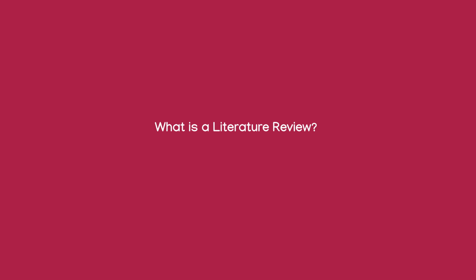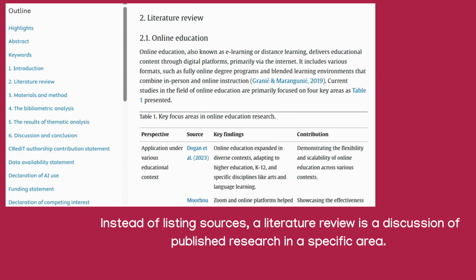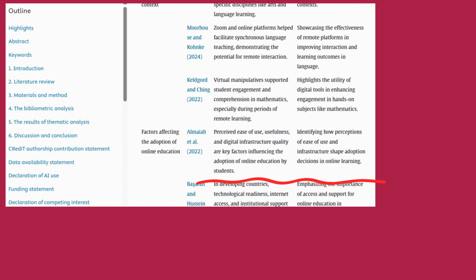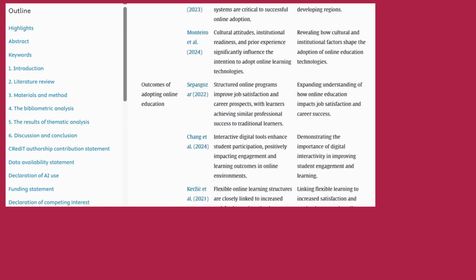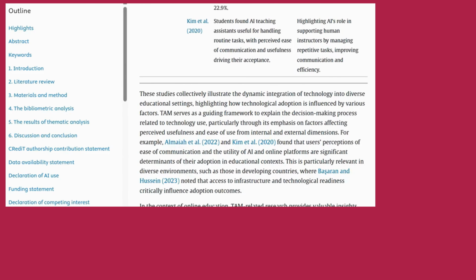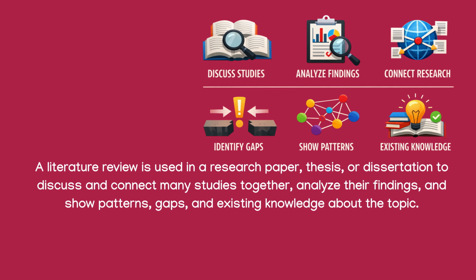What is a literature review? Instead of listing sources, a literature review is a discussion of published research in a specific area. It summarizes, evaluates, and connects the sources to show the current state of knowledge. The purpose of a literature review is to provide background for your research. It shows what has been studied, what methods were used, and where there are gaps or disagreements. A literature review is used in a research paper, thesis, or dissertation to discuss and connect many studies together, analyze their findings, and show patterns, gaps, and existing knowledge about the topic.